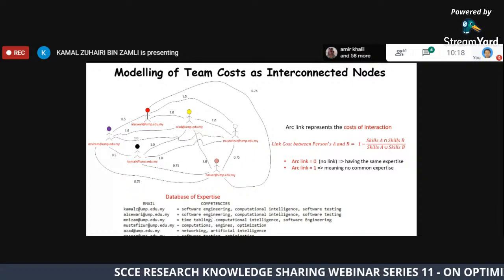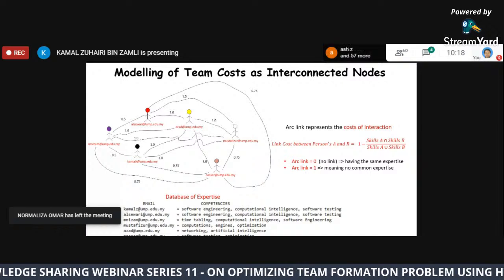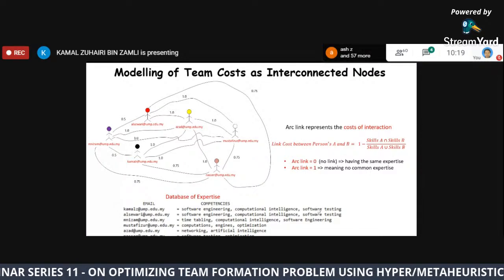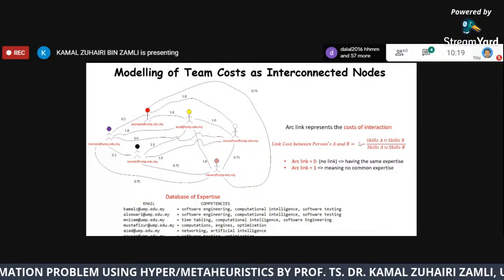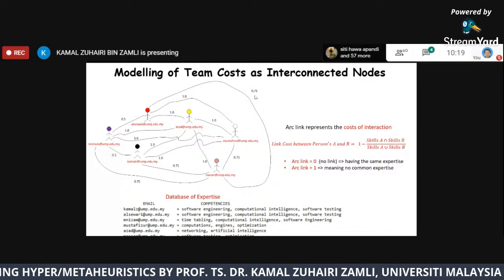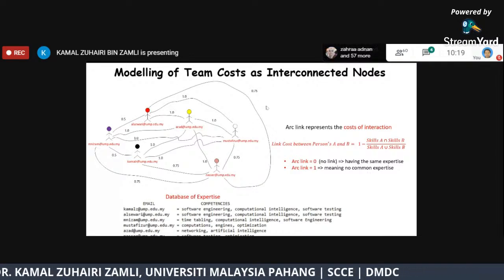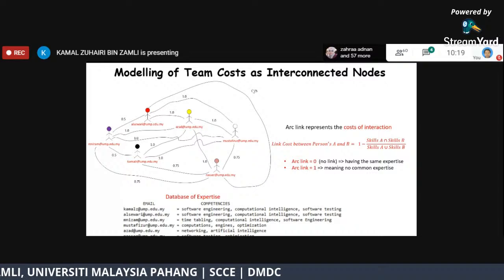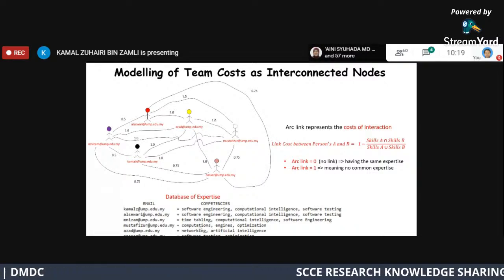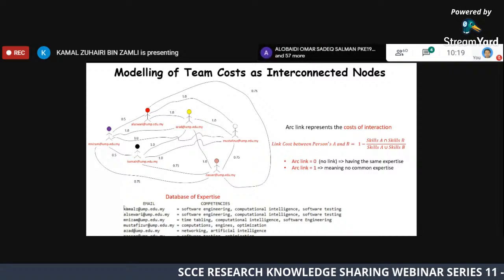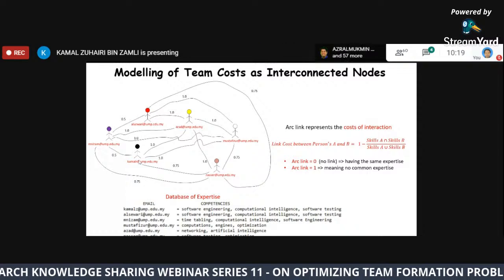And the combination of them is 1, 2, 3, 4, 5. Actually 4, because software testing is the same. So if you do this, you get 0.75 or 3/4, because 1 over 4 is actually 3 over 4, which is 0.75. So you can have the interaction between Nasir and this, the cost is 0.75. And you'll see that also there is no Mustafizo and Kamal. There is no link between the two. Okay, you can see, oh, there is one, okay.